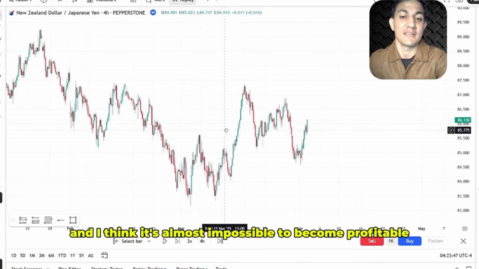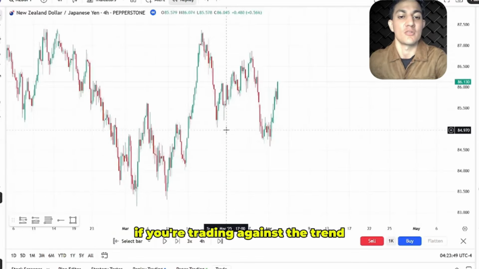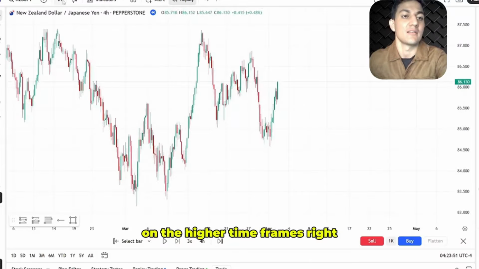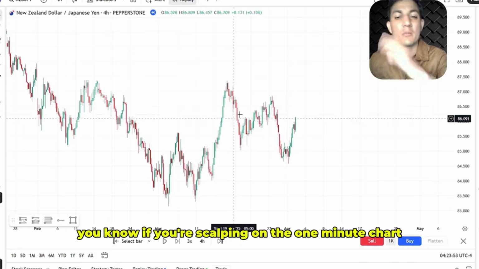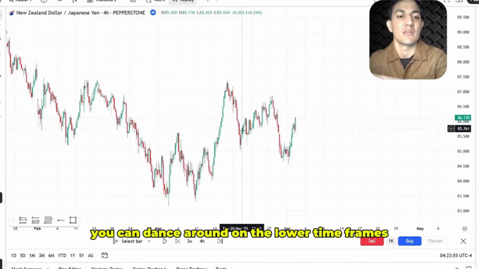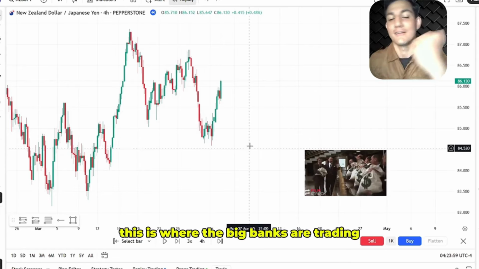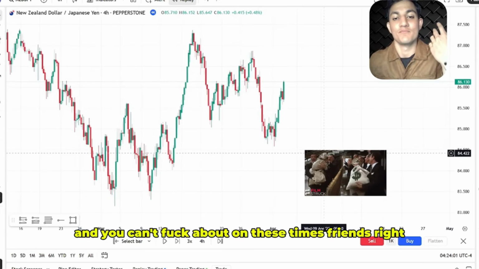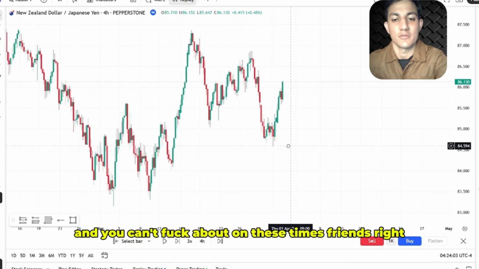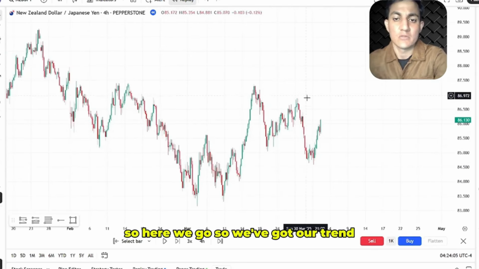And I think it's almost impossible to become profitable if you're trading against the trend on the higher time frames. If you're scalping on the 1-minute chart, you can dance around on the lower time frames, but on the higher time frames, this is where the big boys trade. This is where the big banks are trading. You can't mess about on these time frames. So here we go. We've got our trend.